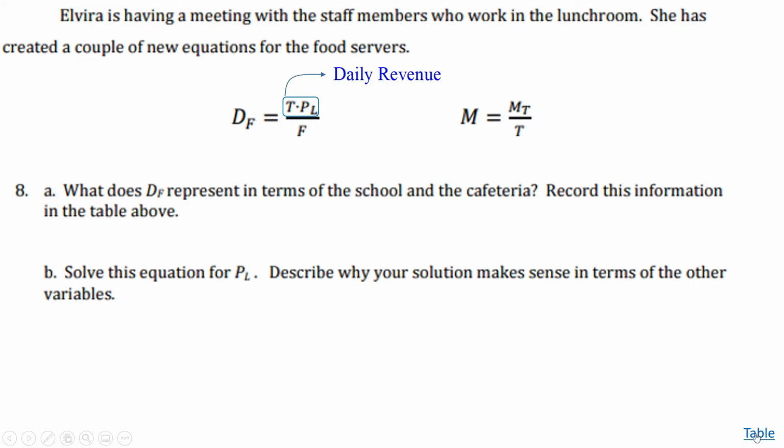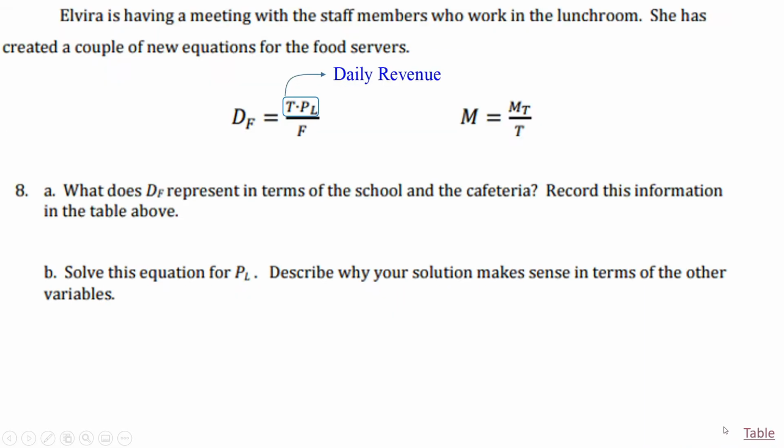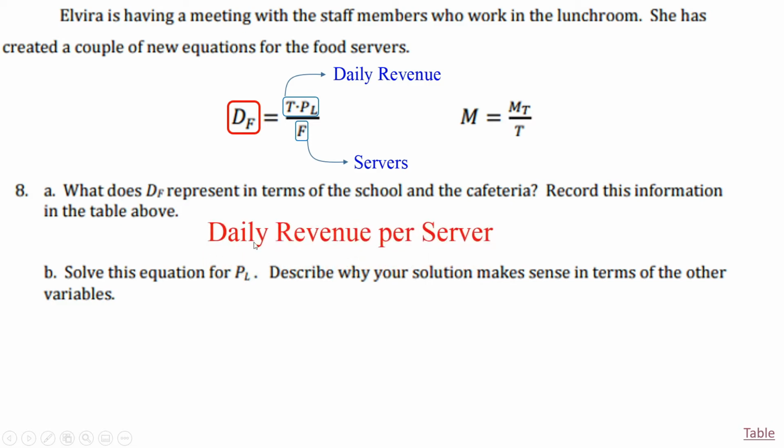Let's double check that. F, number of food servers in the cafeteria. All right, there we go. So what would happen if we divided the daily revenue by the number of food servers? That'd be the daily revenue per food server, right? D sub F. You get it? Daily revenue per food server. Okay, so let's see how I wrote that out here then. Daily revenue per server. Great.